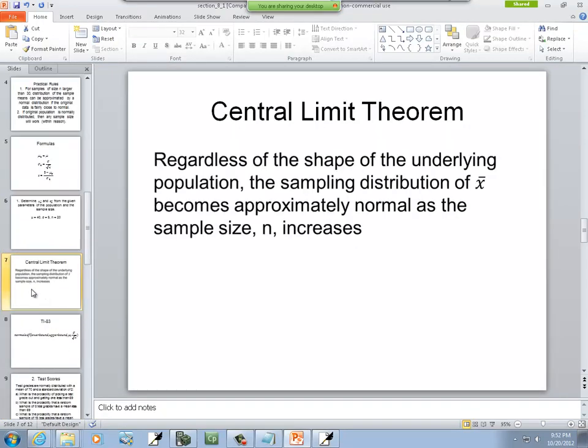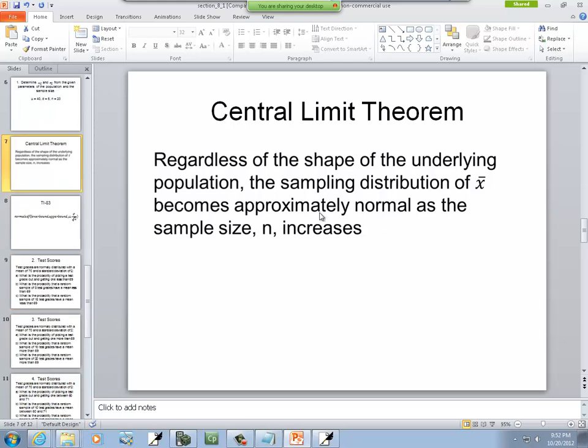Now, central limit theorem. Regardless of the shape of the underlying population, the sampling distribution of x bar for sample means becomes approximately normal as the sample size n increases. This is saying that it may not be a normal distribution to begin with, but when you start averaging together values, then as your n increases, it does become approximately normal. Now that's kind of meaningful, because that's when you don't know what the data is, or it's skewed left, skewed right. That means if you take enough of them, then it will follow a normal distribution.